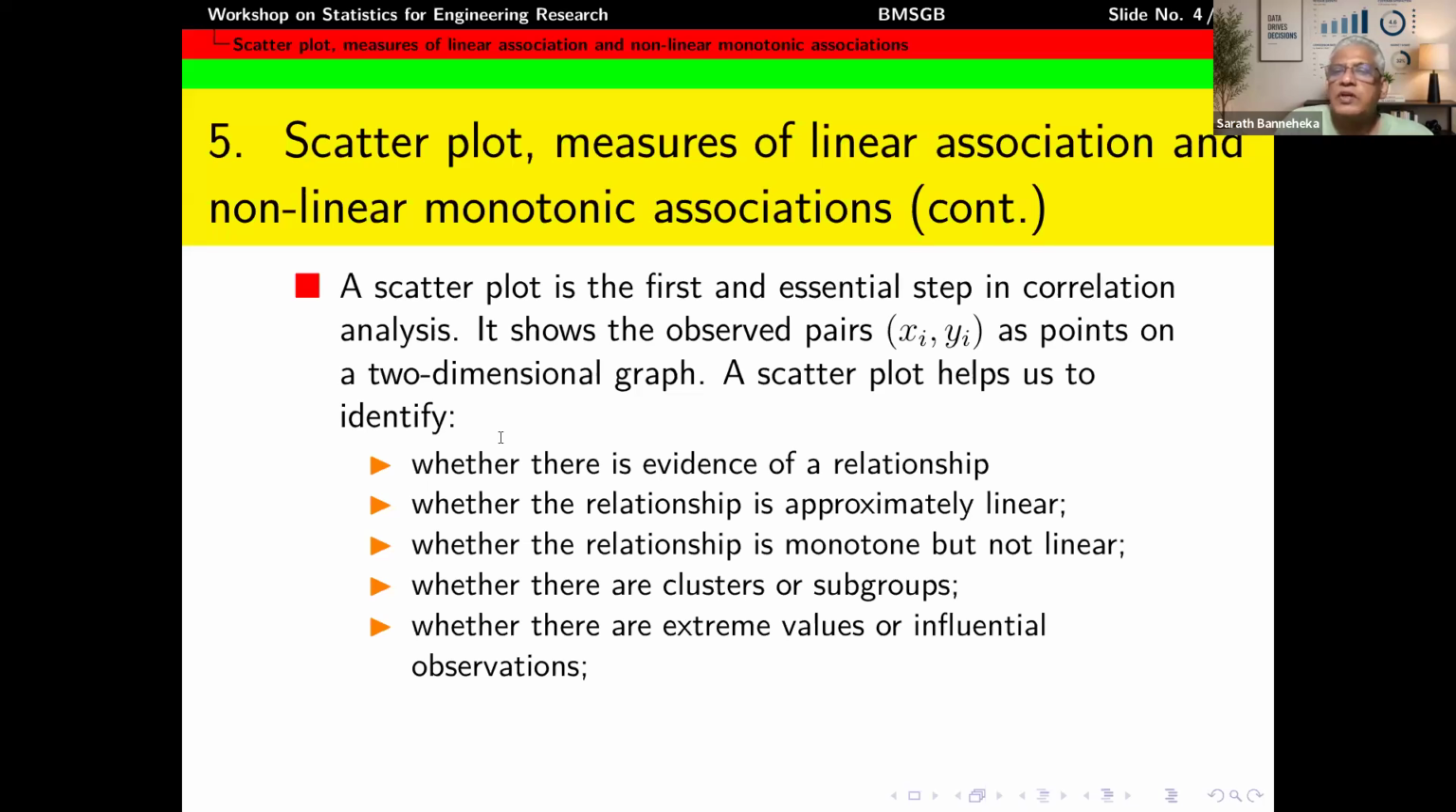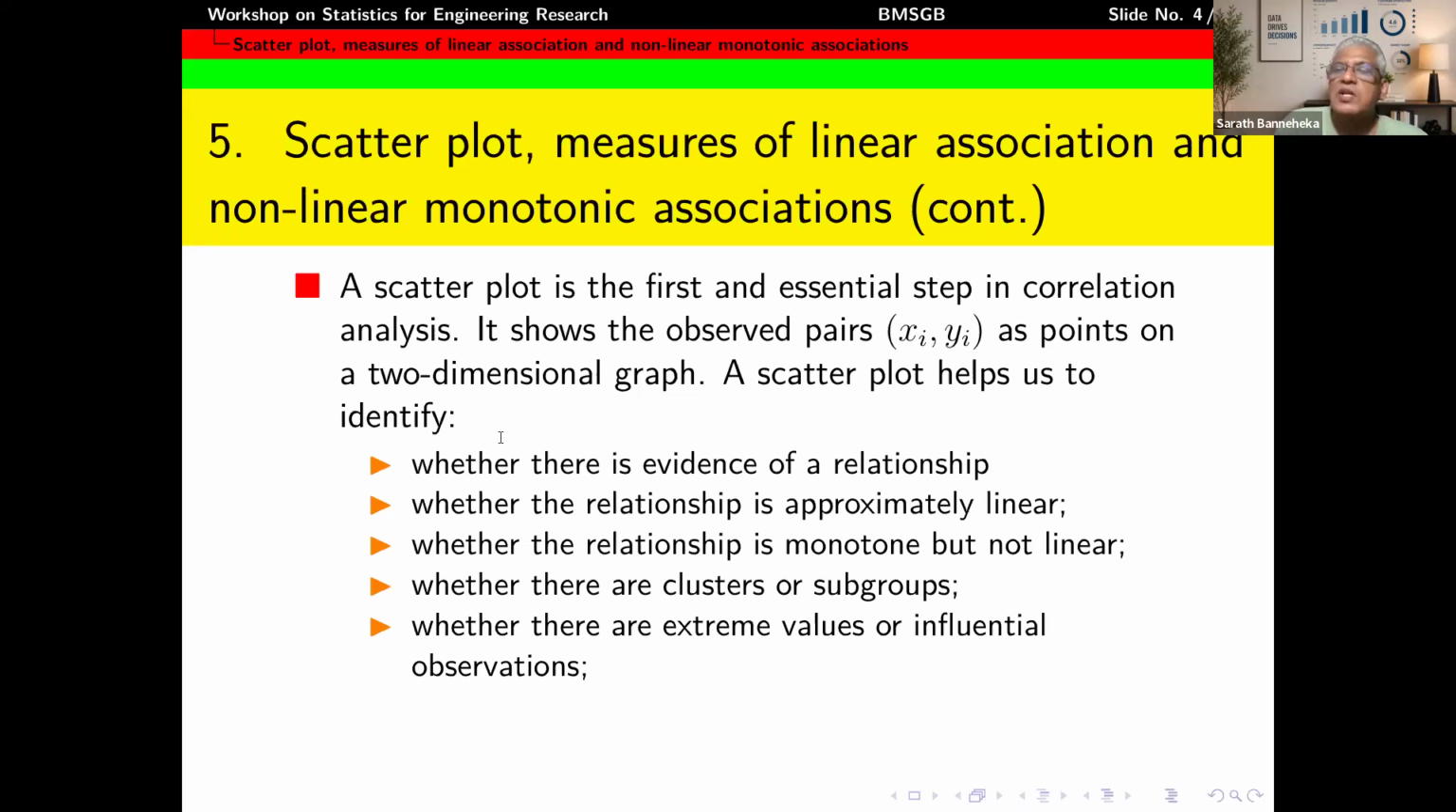And then if you find out that there is some evidence of a relationship, then you can ask the question, does the relationship look like a linear relationship or a non-linear relationship? By linear, we usually mean a straight line relationship. Non-linear means some other relationship, not a straight line. So that is the meaning of linear here when you're talking about correlation analysis.